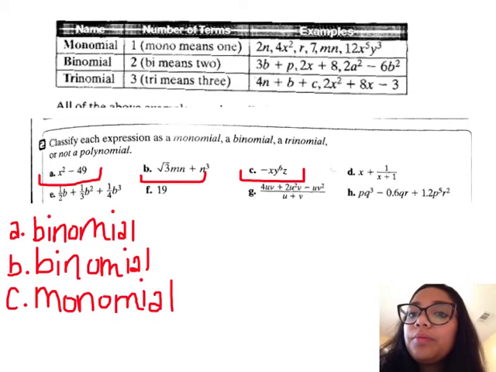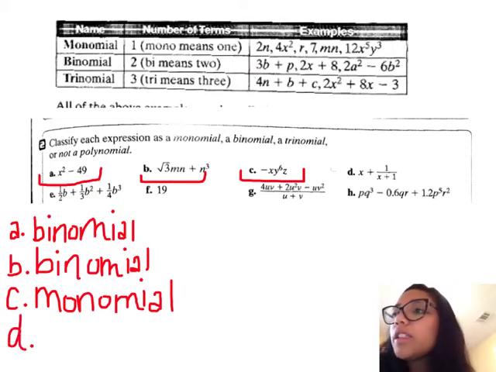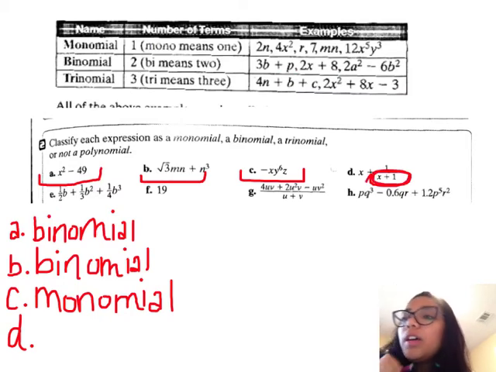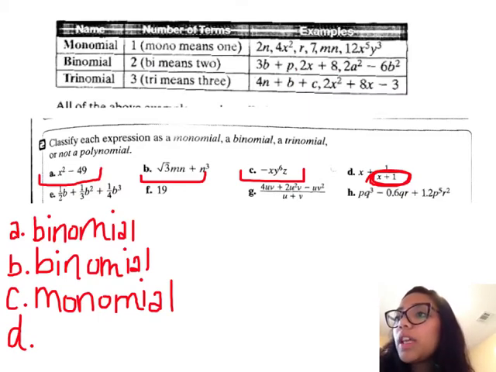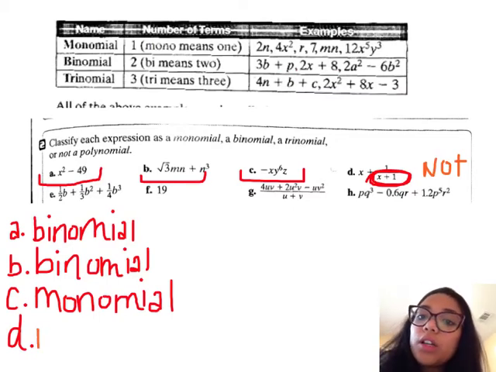Okay, D. X plus 1 over x plus 1. It is being divided by x plus 1, which has a variable in there, which means that this is not a polynomial. So, not a polynomial.